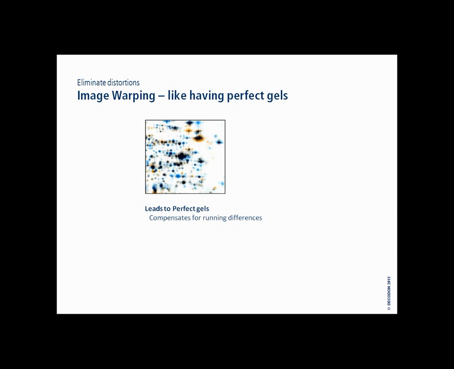So the image warping leads to perfect gels. It compensates for the running differences. It's fast and reliable, and it allows for visual control and at least qualitative analysis. And we introduced this 13 years ago with our first version of Delta 2D.